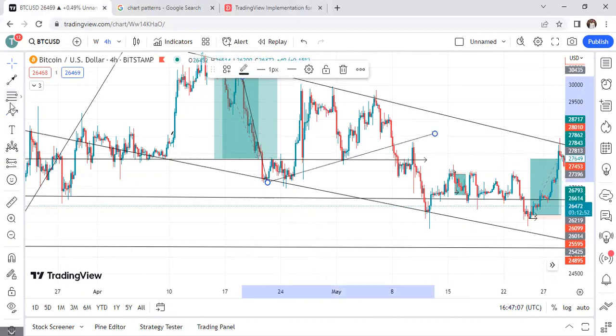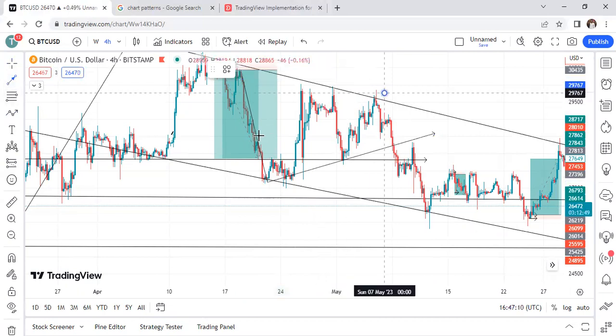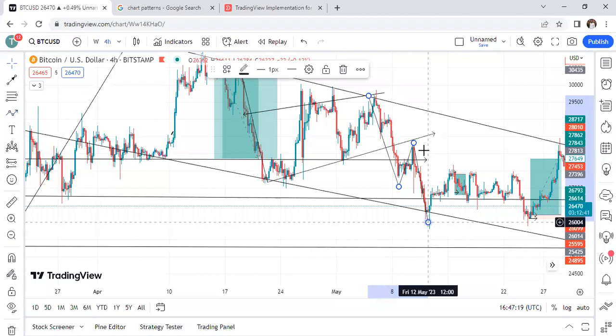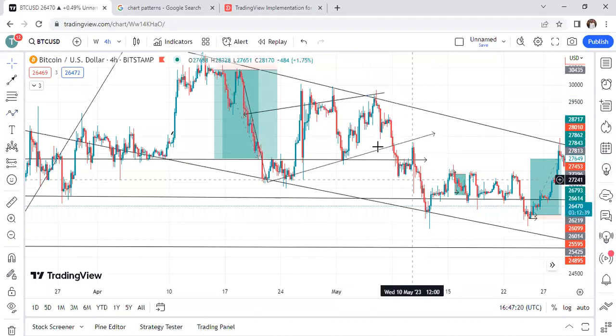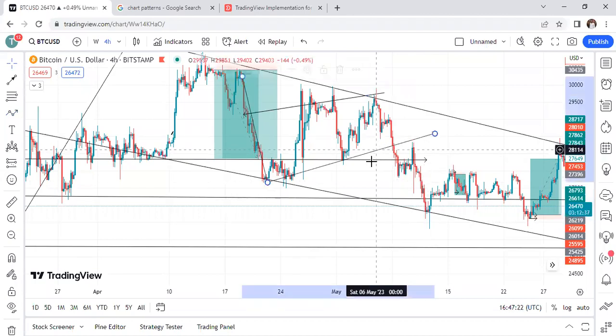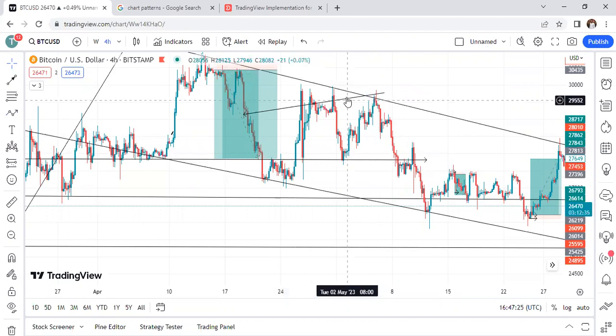Why? Because this is a correction. This is what I'm looking for. Everything right here is actually a correction. This is what I'm looking for. And it's sure. So you need to really get to understand the structure to take advantage of this.